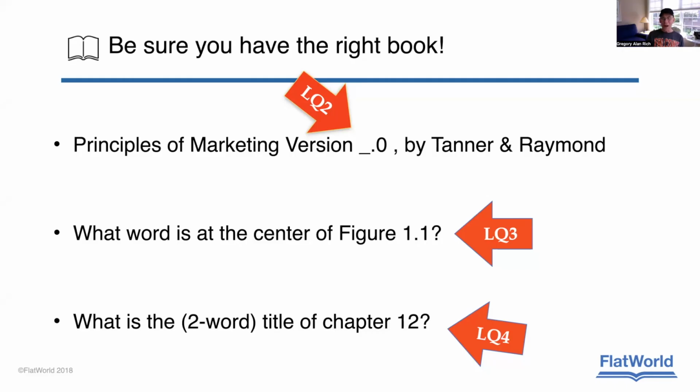And also I want to make sure you have the right book. So ideally you would have bought it by now. Look at the word that's at the center of figure 1.1 in chapter 1 and write down that word, and that's the answer to LQ3, that one word. It's 1, 2, 3, 4, I think it's a 5-letter word. And finally, I want you to write down the 2-word title of chapter 12. I know some of the earlier versions of this book have a different chapter 12, so I want to make sure you have the right book that has the right chapter 12. So look up the title of chapter 12 and write down the title, and again, that's 2 words.